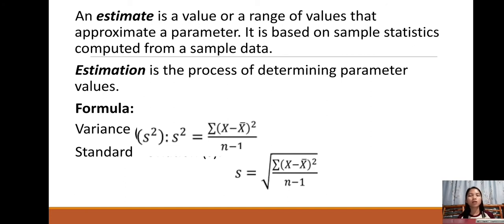So we have the formula for the standard deviation, and the variance for a sample is S squared is equal to the summation of x minus x bar.